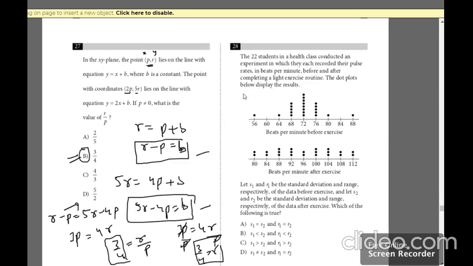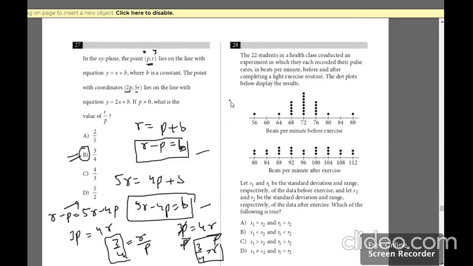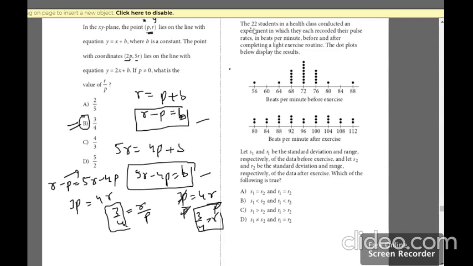Now moving on to question number 28, the data that we got for the 22 students. The dot plot is given to us, after exercise and before exercise, that is in beats per minute. S1 and R1 are the standard deviation and the range for this one. This is S1 and this is S2, and the range, as we know, is from the lowest to the highest. So 56 and 82, it's going to be 22. Likewise 80 and 112, so it is equal.